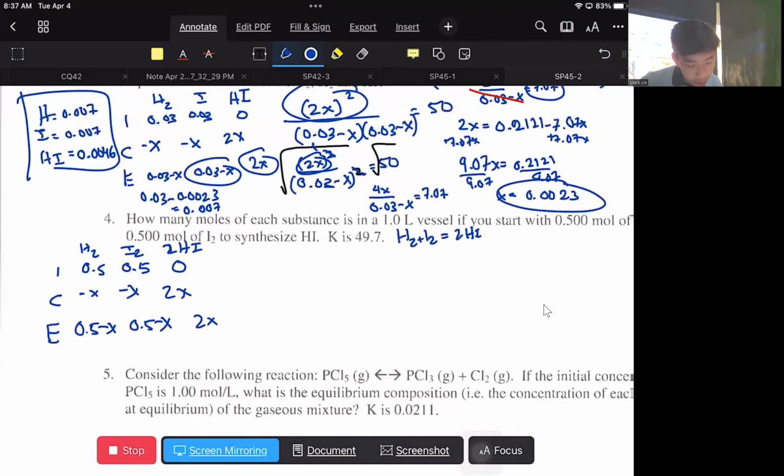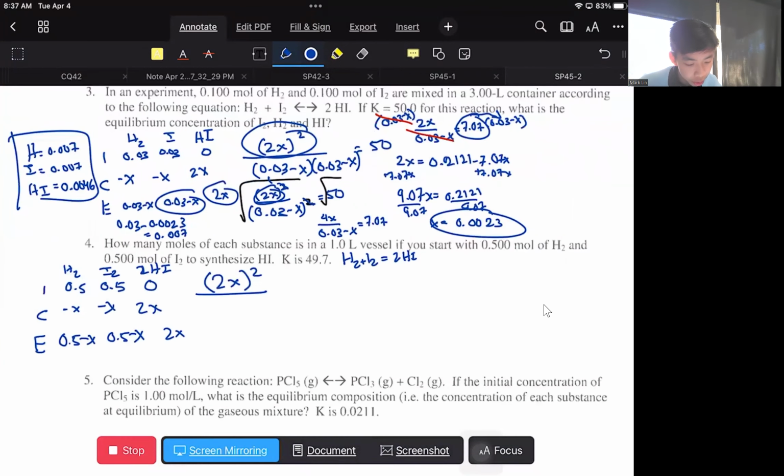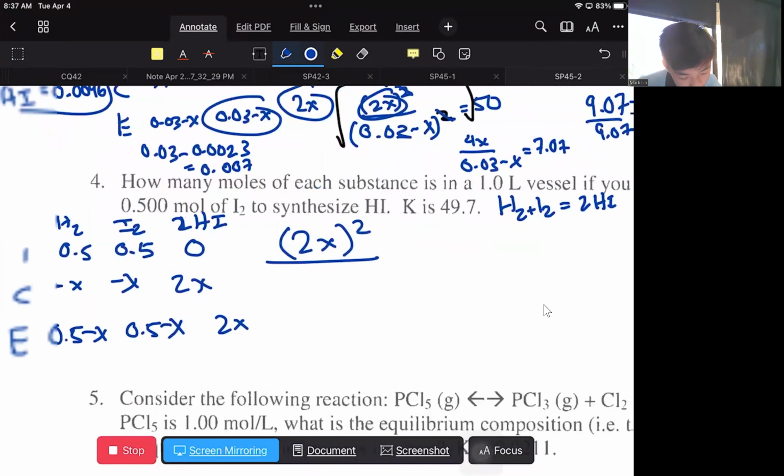Right, and then you just add them up, and then you just do products over reactants, right? So you're ready to set the equation. So 2x squared all over, right? Because it's squared because it has a coefficient of 2, all over 0.5 minus x squared. There you go. So 100 minus, right, equals 49.5, 49.7.